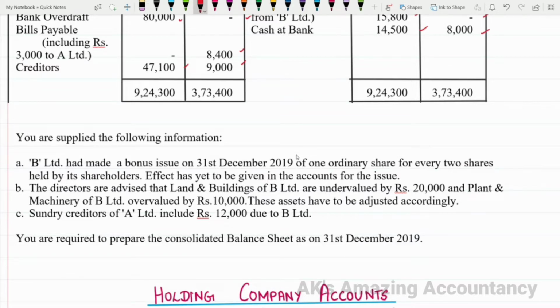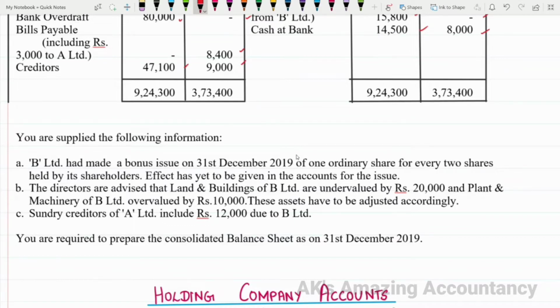Point B, the directors are advised that land and buildings of B Limited are undervalued by rupees 20,000 and plant and machinery of B Limited are overvalued by rupees 10,000. These assets have to be adjusted accordingly. Point C, sundry creditors of A Limited include rupees 12,000 due to B Limited. You are required to prepare the consolidated balance sheet as on 31st December 2019.